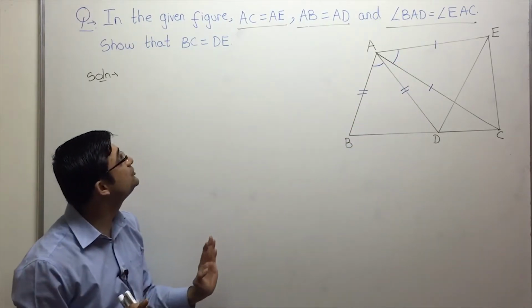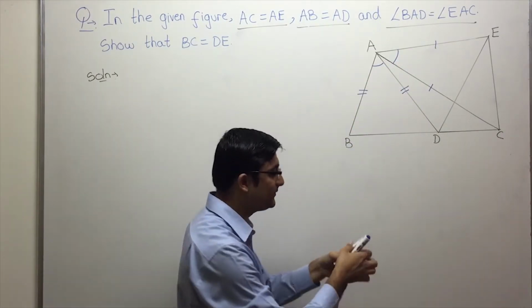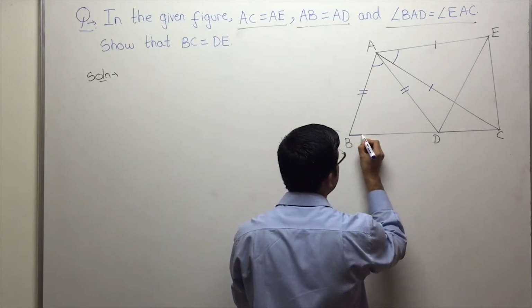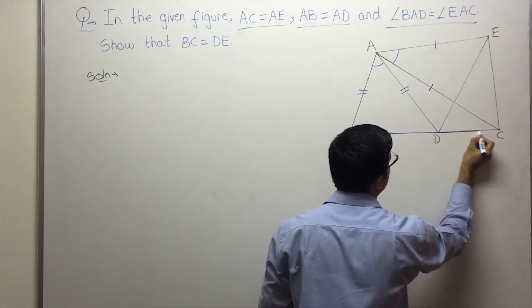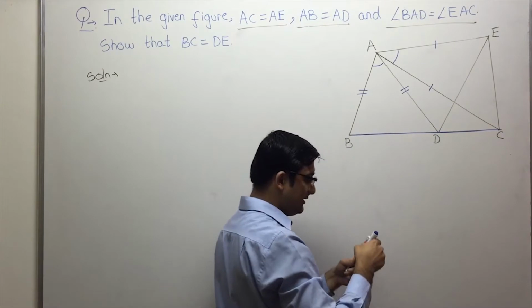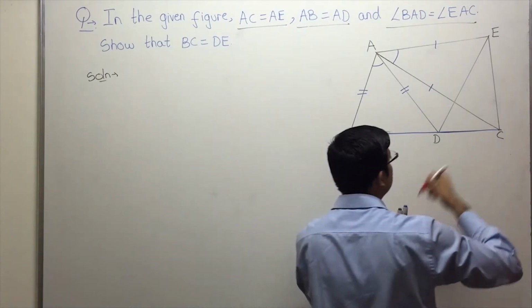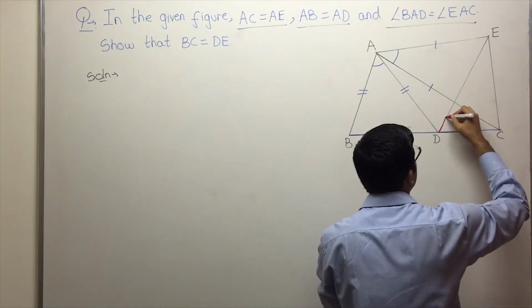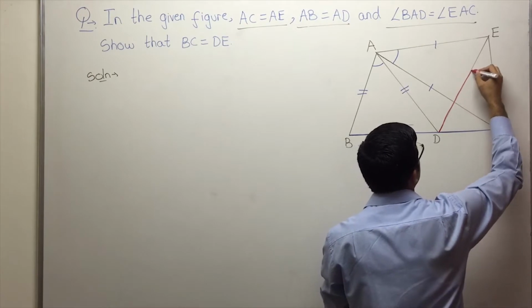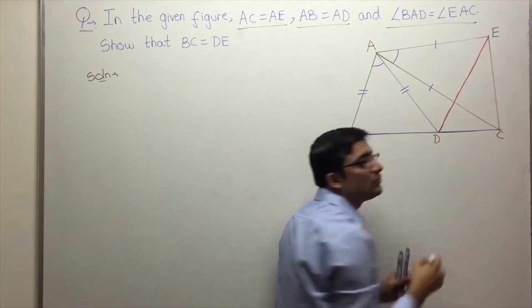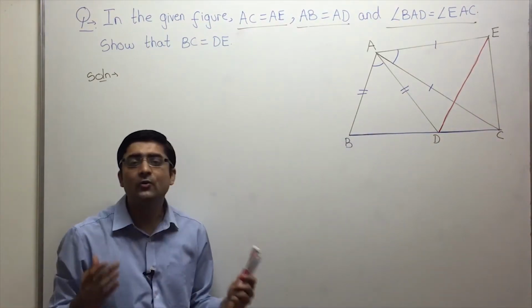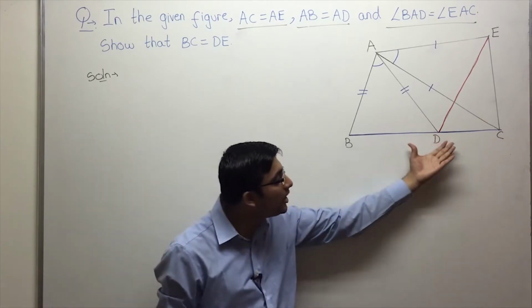Now what do we have to show? We have to show that BC is equal to DE. So this is what we have to show, right? So now how do I think? How do I come to know? How do I show this?